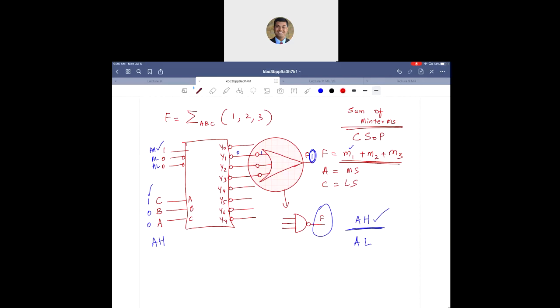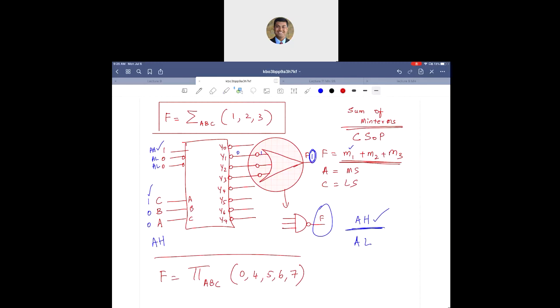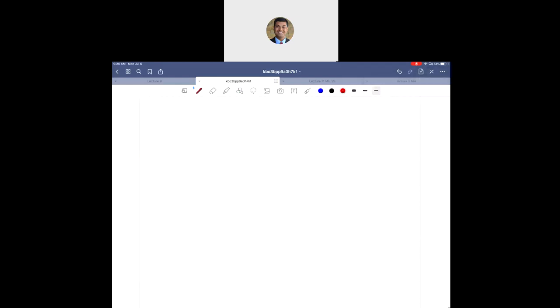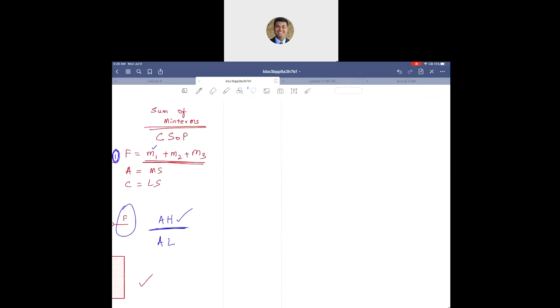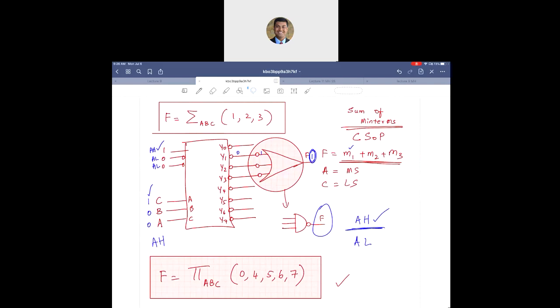Note that you could also synthesize F as this. What would that be? This would be 0, 4, 5, 6, 7. They are the same. I hope you see that this and this are the same. One is synthesized as a sum of products, the other as a product of sums. So how would the thing look with this? Let's do that on the other side. Let's add a page here. I'm going to copy certain things, and I will need this as well.